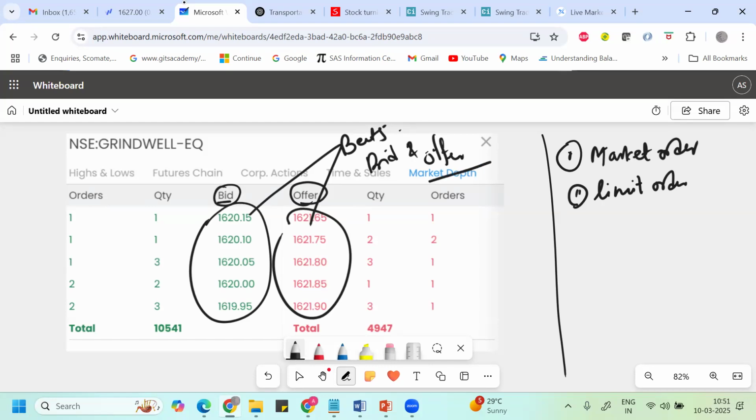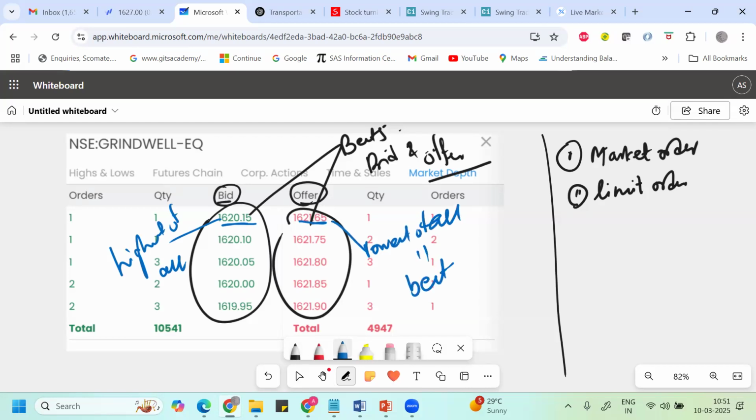Okay, so out of all bids, whichever bid is the highest is the best bid. And out of all offers, whichever is the lowest is the best ask. So the highest of all is the best bid, and the lowest of all is the best ask.